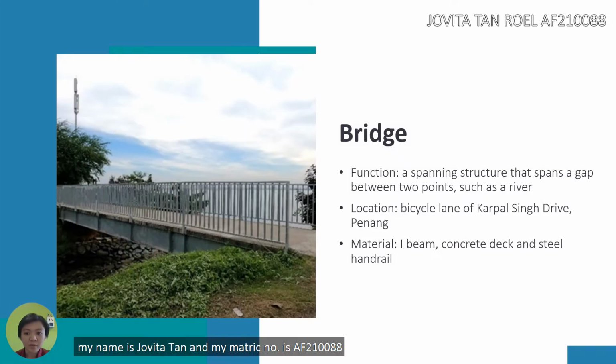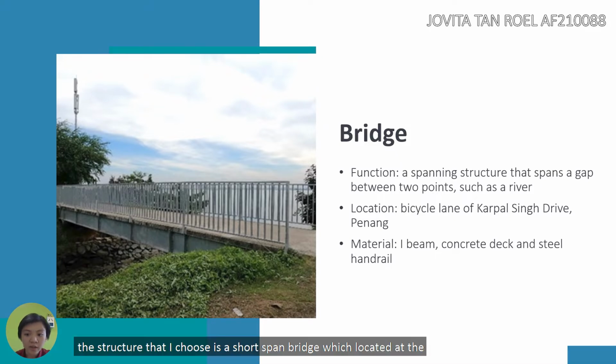My name is Jovita Tan and my matrix number is AF210088. The structure that I choose is a short span bridge which is located at the bicycle lane of Kapasing Drive, Penang.